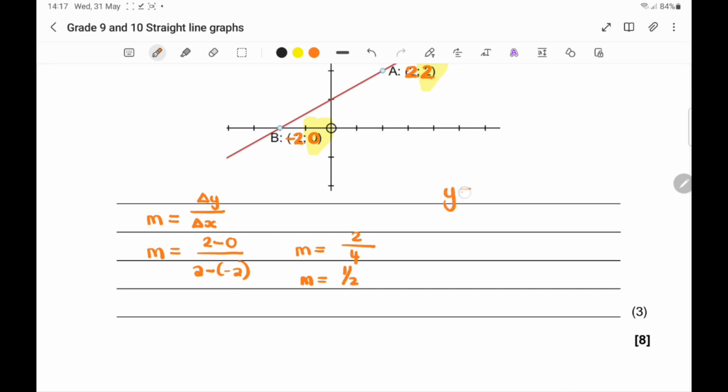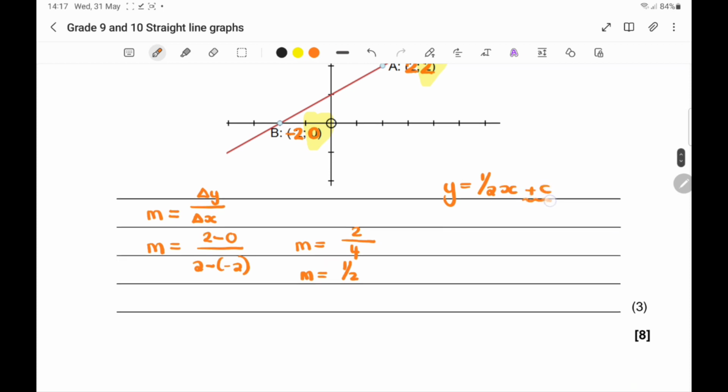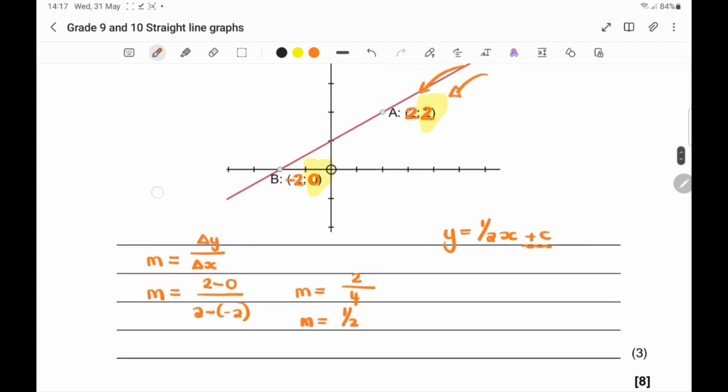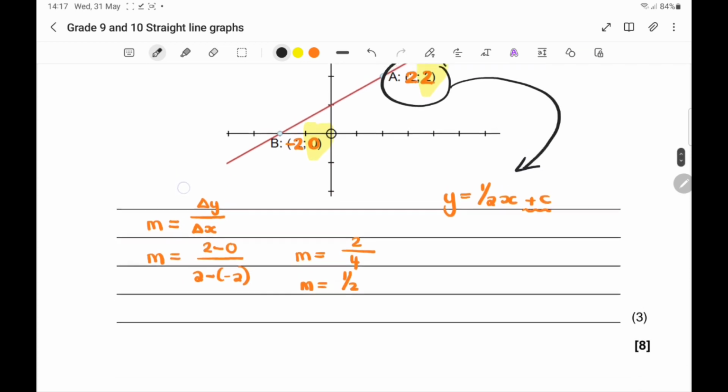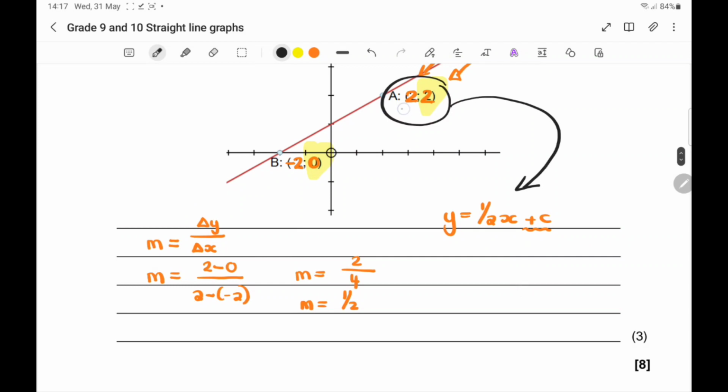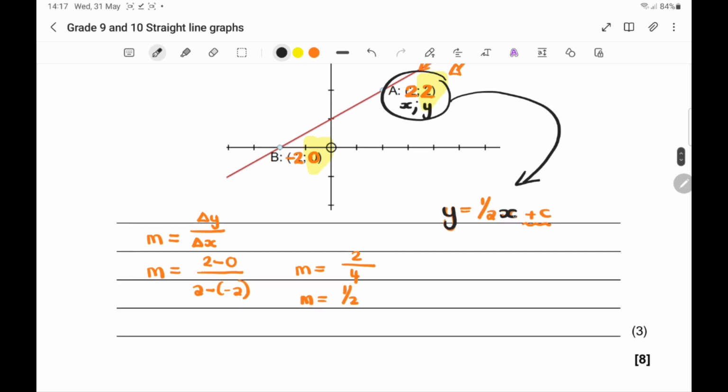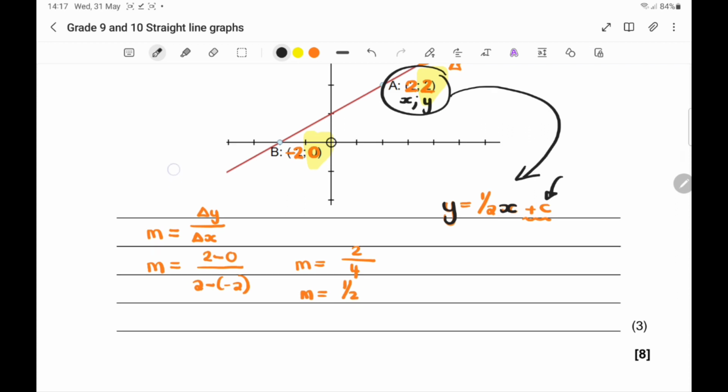So now we've got y is equal to a half x plus c. We don't know the backside. How can we get the backside? How can we get the y-intercept? We are just going to replace any coordinate. I like to take the one with no negatives, the 2 and the 2. I'm going to replace that because in fact this is an x value and that is a y value. And if I replace the y and if I replace the x, can you see the only one left as an unknown would be c.